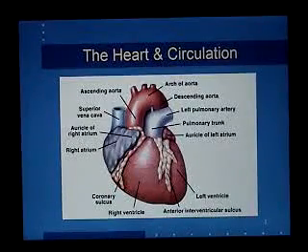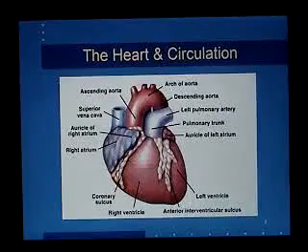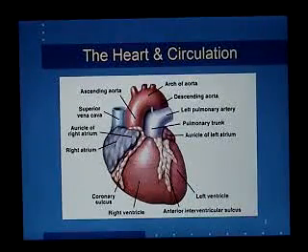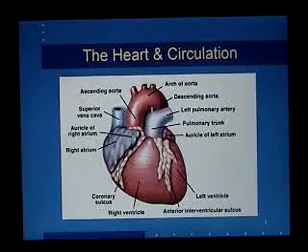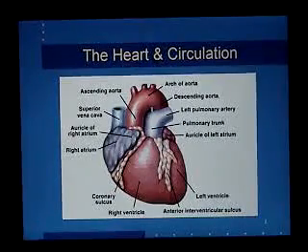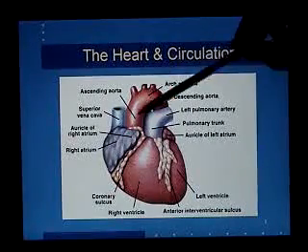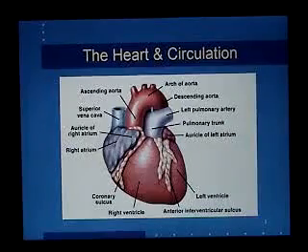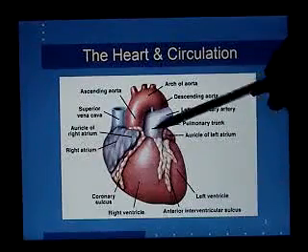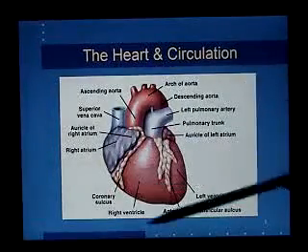So we're going to look at the heart and the circulation of the blood through the body and through the heart. And this is just a typical diagram of the heart. It's got all the valves that are involved, or sorry, not the valves, but rather the arteries and the veins that are involved, and then the different sections, the atrium and the ventricles.